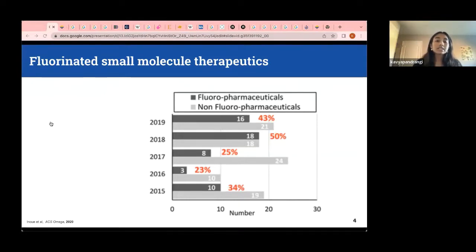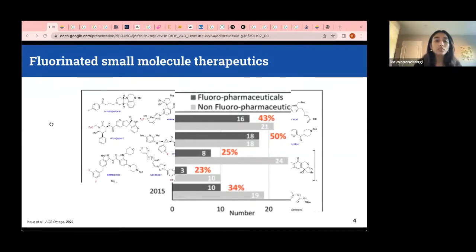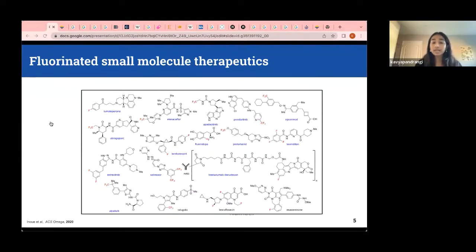So with the success of fludrocortisone and fluoroquinolones, the number of fluoropharmaceuticals has increased greatly in the past 50 years. As of 2020, 300 fluoropharmaceuticals had been registered, and in 2019 alone, 43% of the registered pharmaceuticals that year were fluorinated, a majority of which were FDA approved, as shown in blue in this diagram.